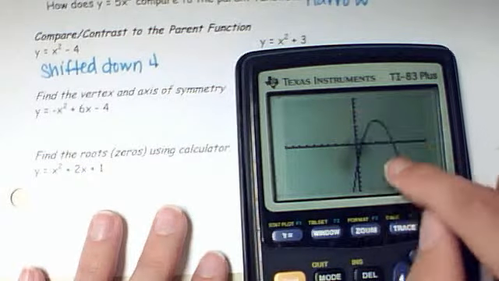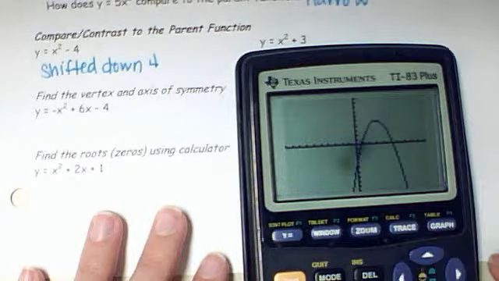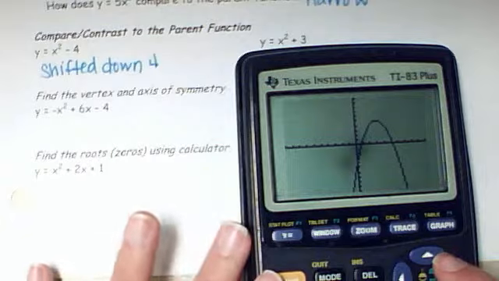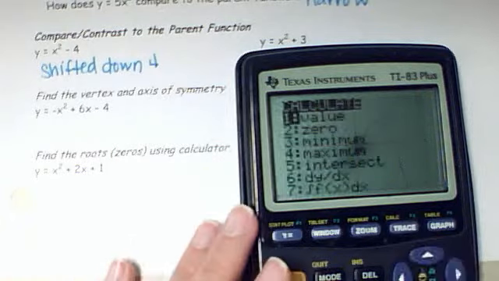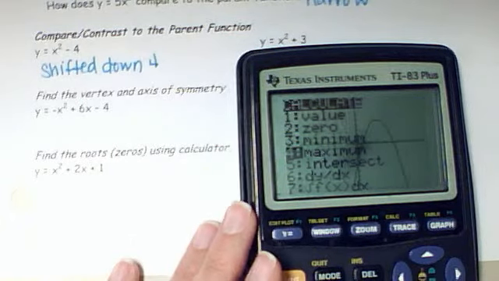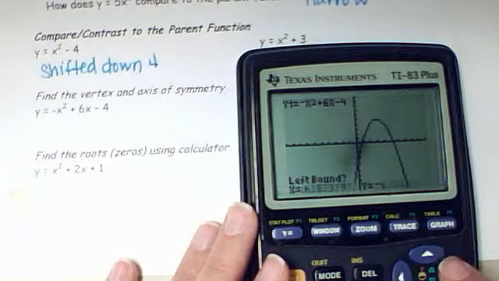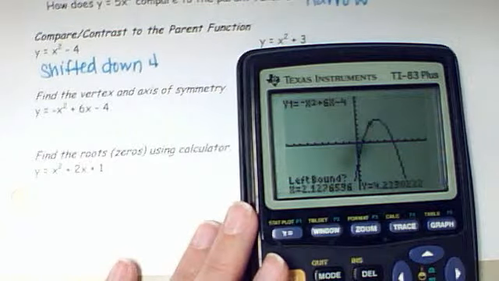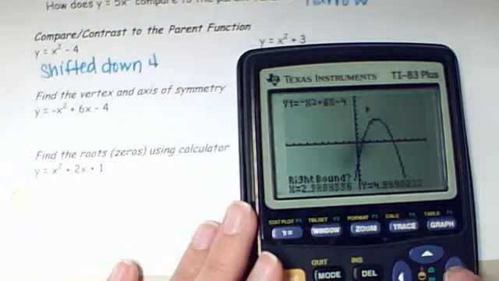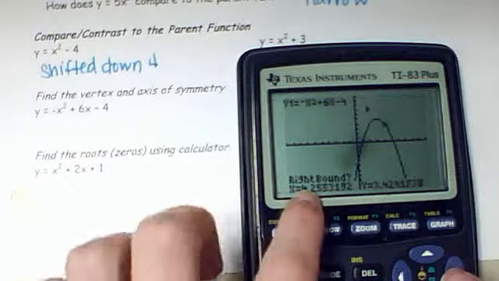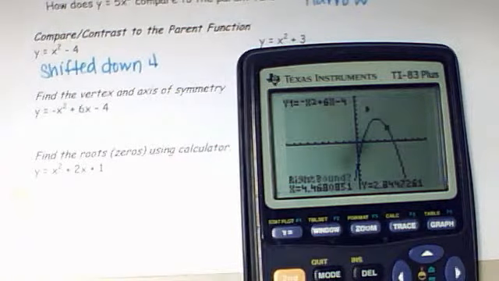It's negative, and so it opens down, and there's a maximum. To figure out what that maximum is, that's our vertex. I'm going to hit second trace, maximum. Then I'm going to find a value to the left of my maximum. So that would be like here, because it says left bound. And then you can see it says right bound. I'm going to find a point to the right and hit enter.